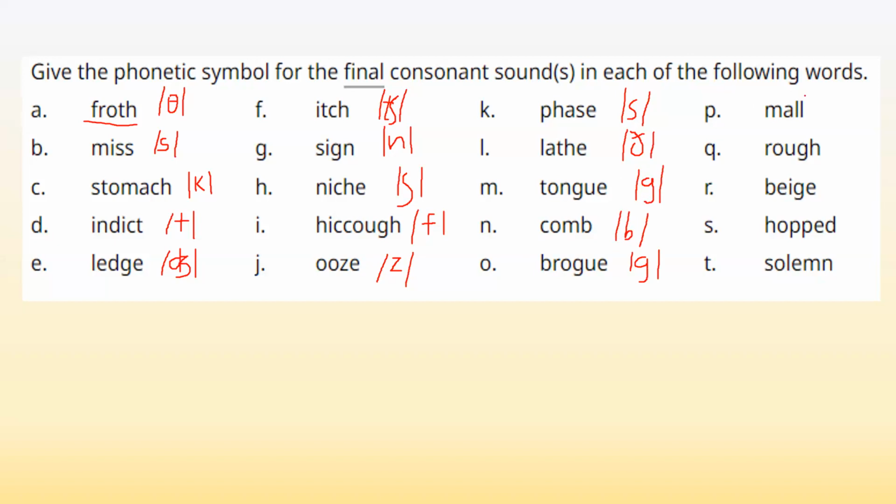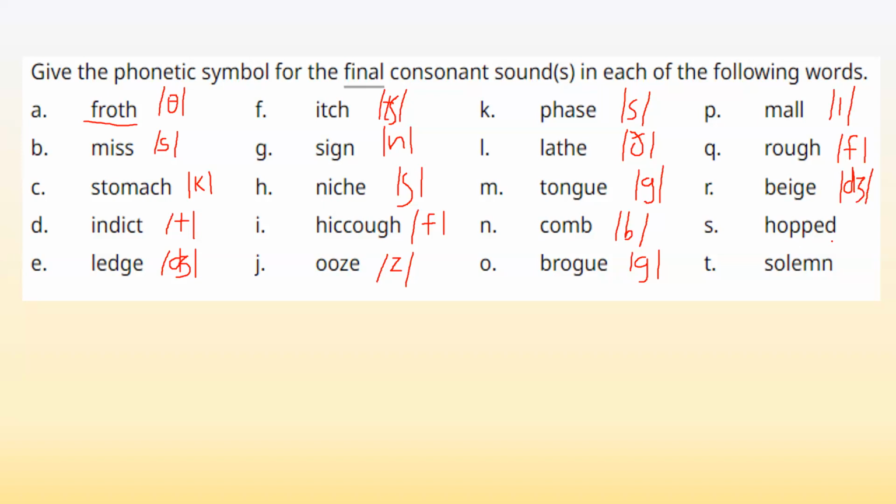And if you go to the other list, mole, l is the final consonant sound. And rough, R-O-U-G-H, rough, f is the final consonant. The next word, B-E-I-G-E, pronounced as beige, j, beige, right? J is the final consonant. Hopped.